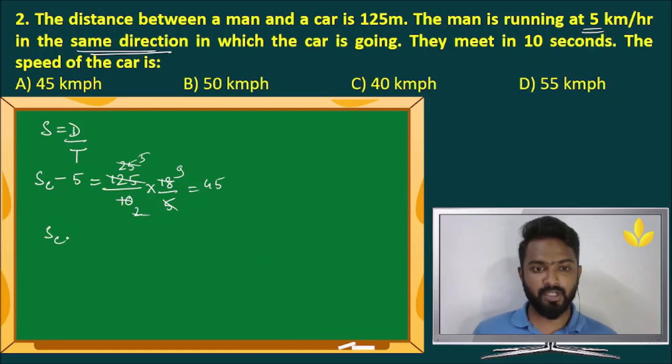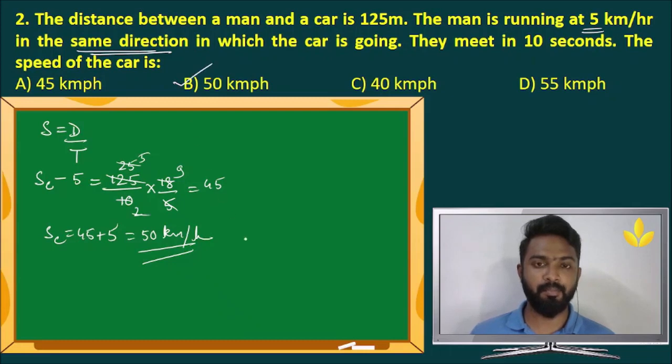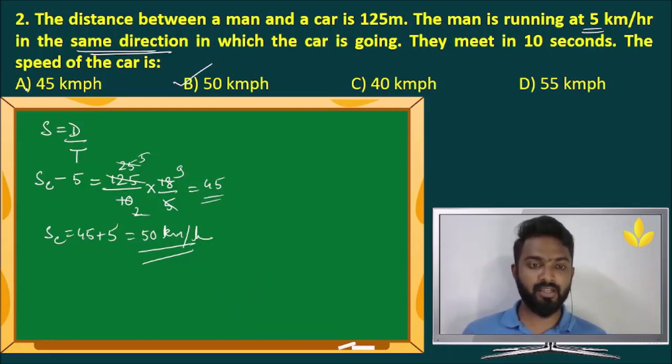So speed of the car is 45 plus 5. This goes this side, becomes plus. The answer is 50 km per hour. Answer is B. A lot of people get this 45 and then they end up marking A as the answer. Or they screw up the plus or minus over here and then they get 40 as the answer. But the correct answer is 50.